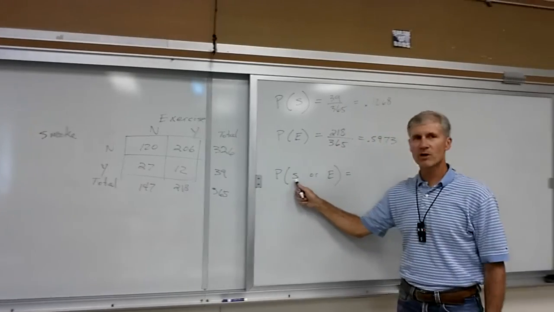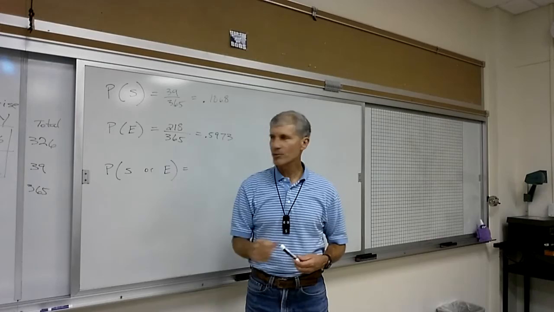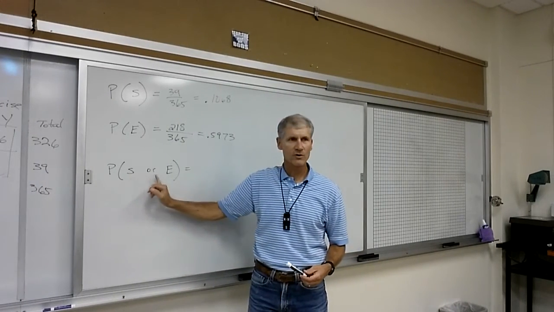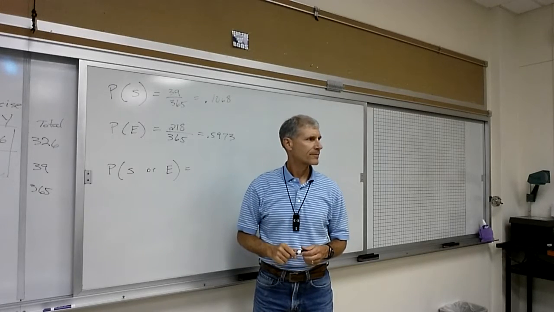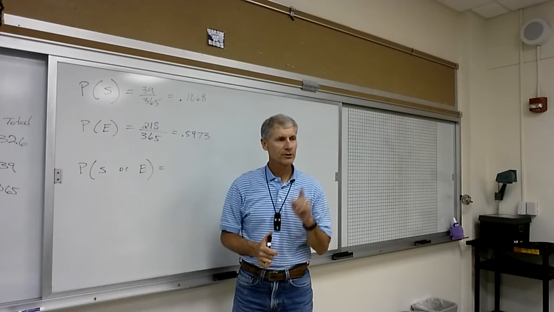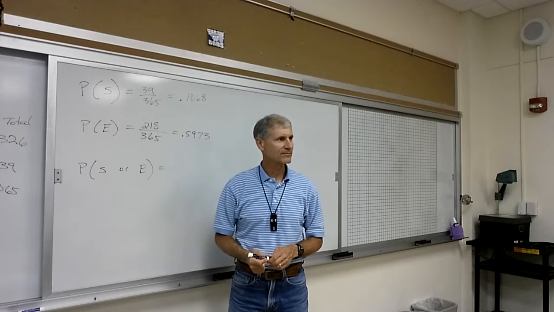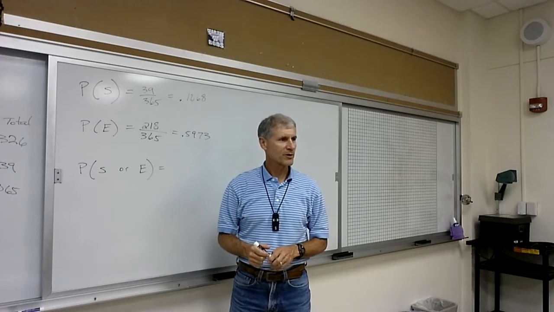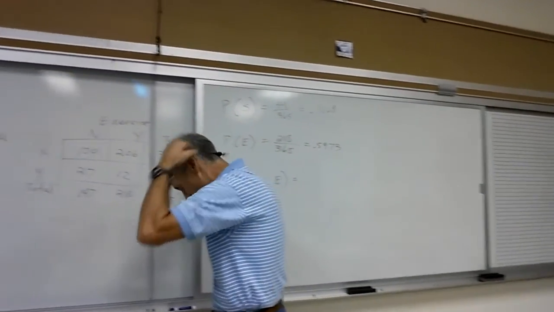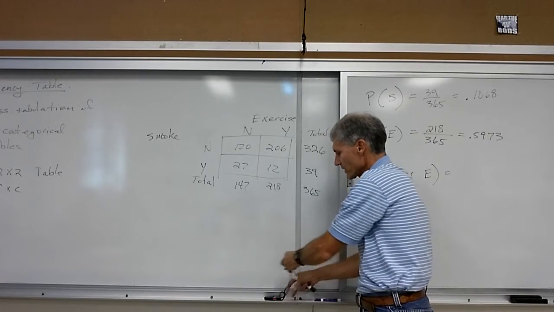Probability that they smoke or they exercise. So I randomly select one person from these 365. What's the probability they're either a smoker or an exerciser? I want you to work this problem. We did this rule at the end of class last time. You work this problem, and I'm going to walk around and see how you do. Instead of letting the camera follow me around, I'm going to keep it pointing at the numbers.